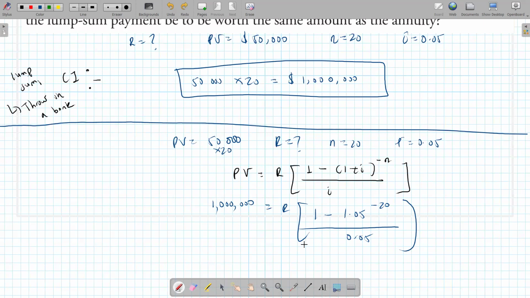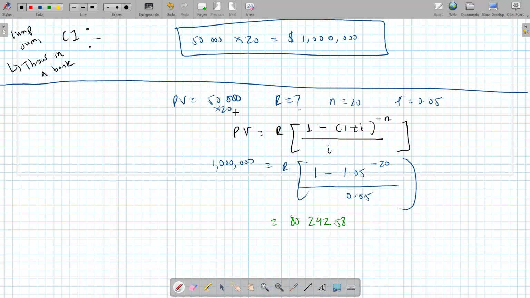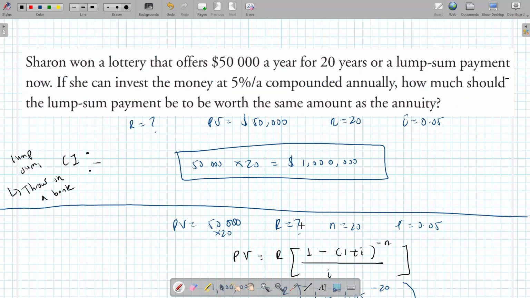So that gives me 80,240.58. So there we go. Now think about it. If you take the lump sum today, it would be as if you're getting paid $80,000 a year for 20 years. If you take the lump sum, that is the equivalent. But this, you're being offered 50,000 for 20 years.